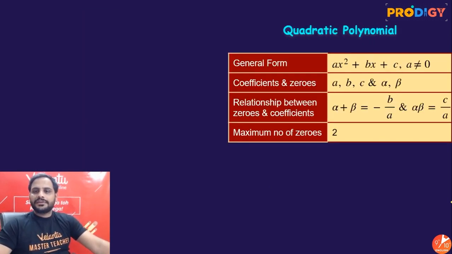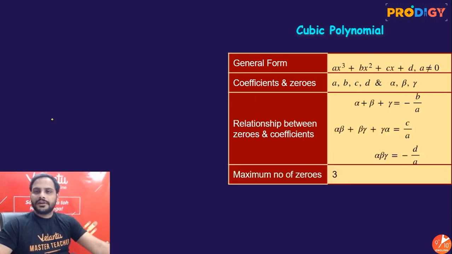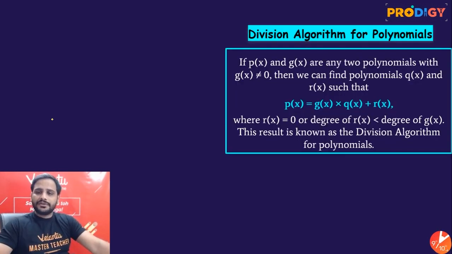Alright, so this is all we have learned. We have learned these formulas already. Then cubic polynomial is there, but it is not in your syllabus. Alright, so no need to go through all this, although it is present in NCERT but not in your syllabus.